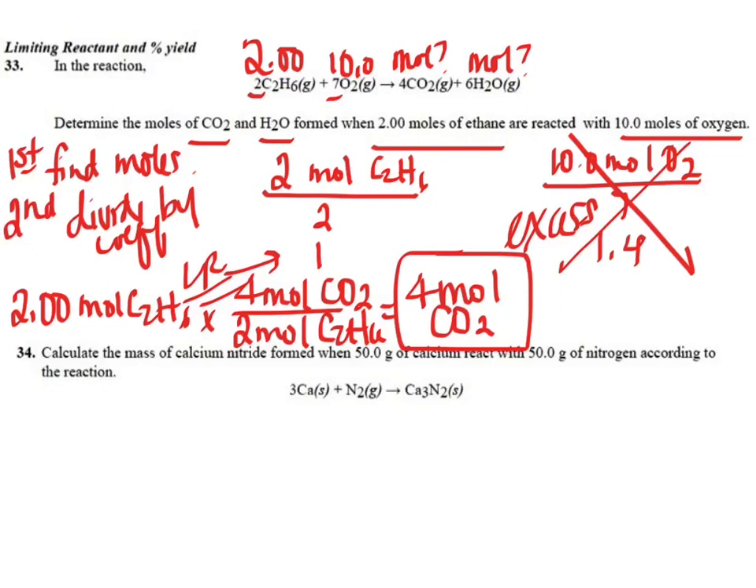Next, we have to do the same exact thing for C2H6. So we have 2.00 moles of C2H6. Oh, we have to solve for water, sorry. And we have 6 moles of water for every 2 moles of ethane. And we should get 6 moles of water. And those are our 2 answers: 4 moles of carbon dioxide and 6 moles of water. Are there any questions over that?